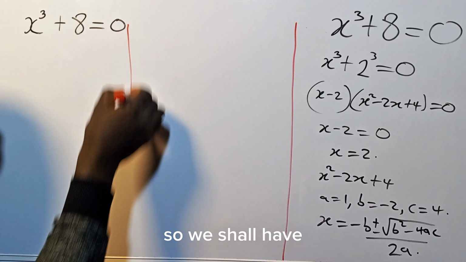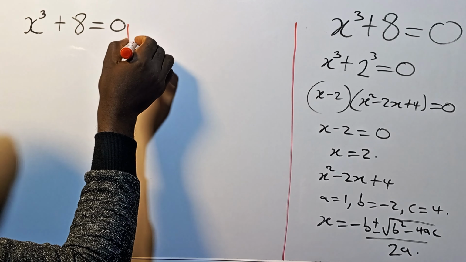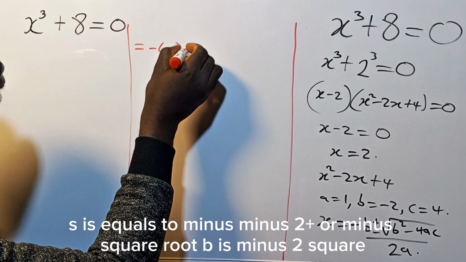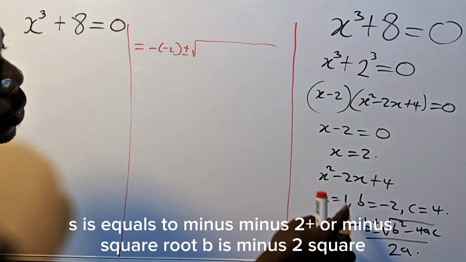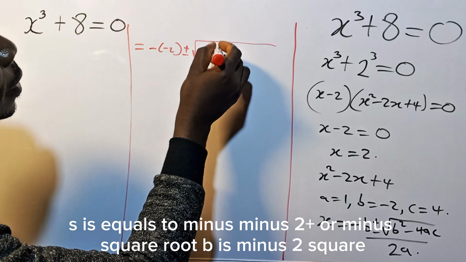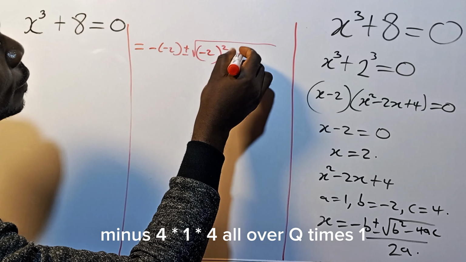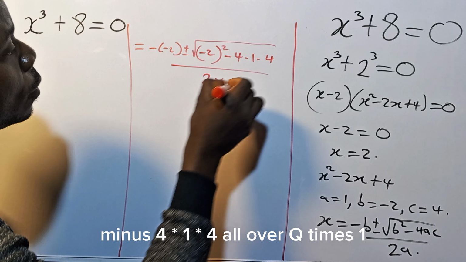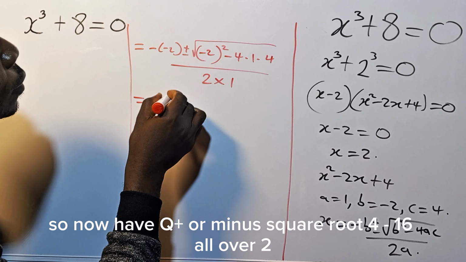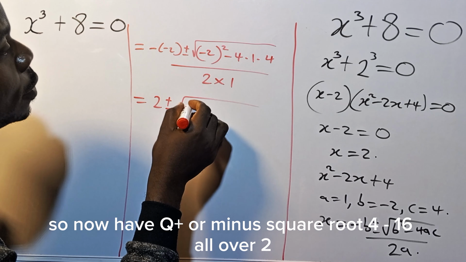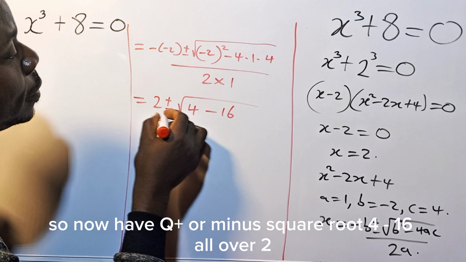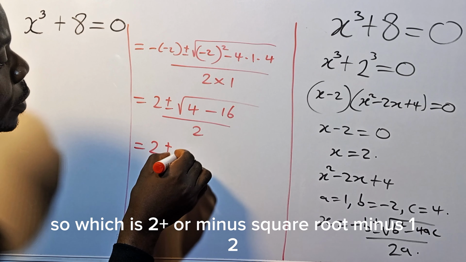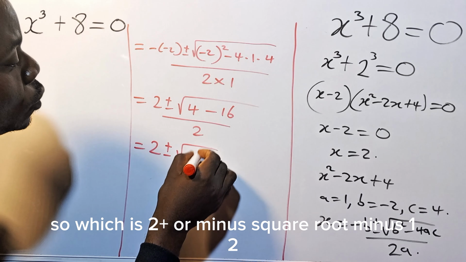So we shall have S is equal to minus minus 2 plus or minus square root of B, which is minus 2 squared, minus 4 times 1 times 4, all over 2 times 1. So we now have 2 plus or minus square root of 4 minus 16 all over 2. So which is 2 plus or minus square root of minus 12.